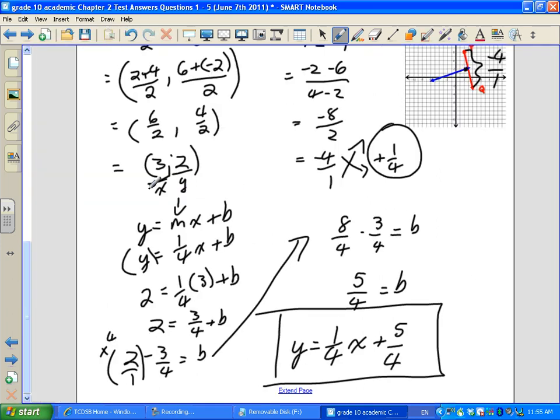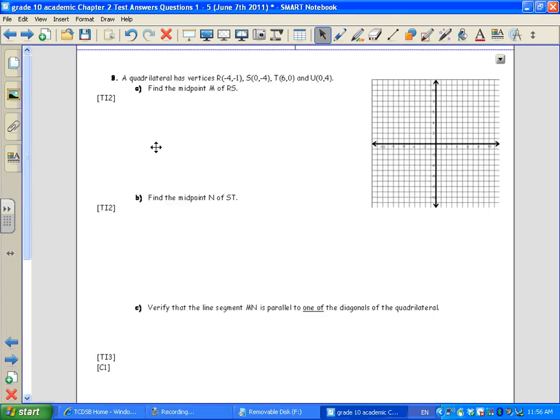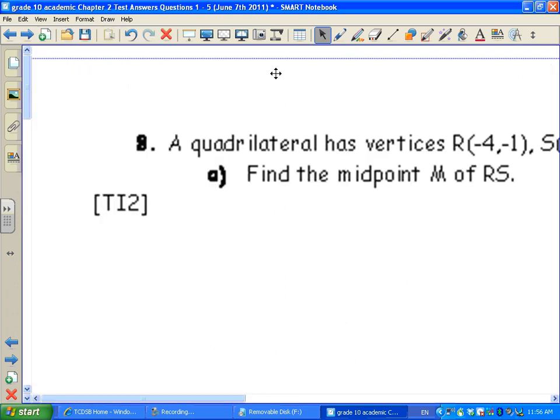So there's quite a bit to do to that question. We had to find the midpoint, slope, negative reciprocal, and the y-intercept. Okay, question 8. A quadrilateral has vertices, and we need to find the midpoint. So I'm going to find those midpoints right now. Let's plot them first.